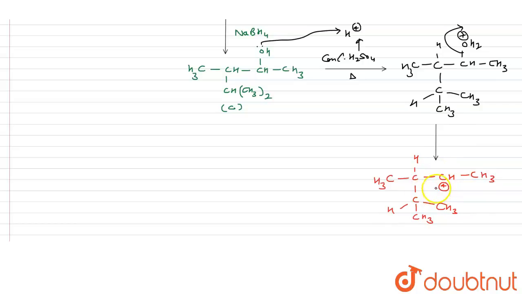Now you can see this is our secondary carbocation. So what will happen? This hydrogen undergoes a 1,2 hydride shift to make a tertiary carbocation. So this will go like this, and there is a formation of a tertiary carbocation. I can write down here 1,2 hydride shift. After the 1,2 hydride shift, there is a formation of a tertiary carbocation, because the tertiary carbocation is more stable.